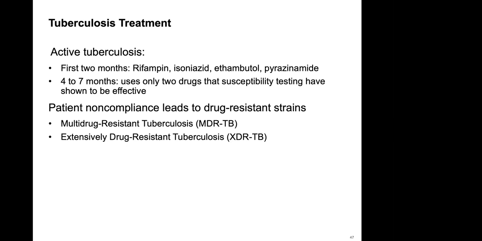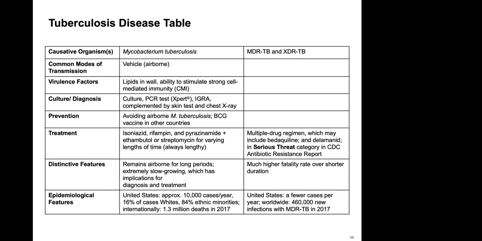Patient non-compliance with taking the drugs for the full period of time is oftentimes an issue, and that's what can lead to multi-drug resistant TB. Multi-drug resistant TB means that it is resistant to 2 or more antibiotics, and then extensively drug-resistant tuberculosis is, I think, 3 or more. And then here's the data table on TB.